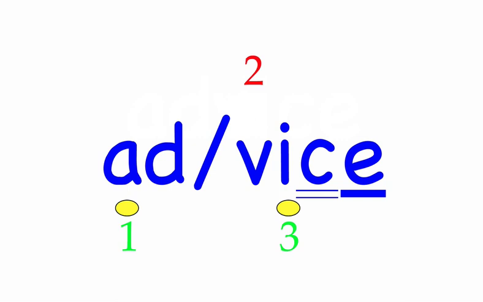Advice. Here, CE is not a team. Instead, E is underlined as a silent E. It is causing the C to represent its second sound, and it's also causing the I to represent its long sound according to vowel group 3.